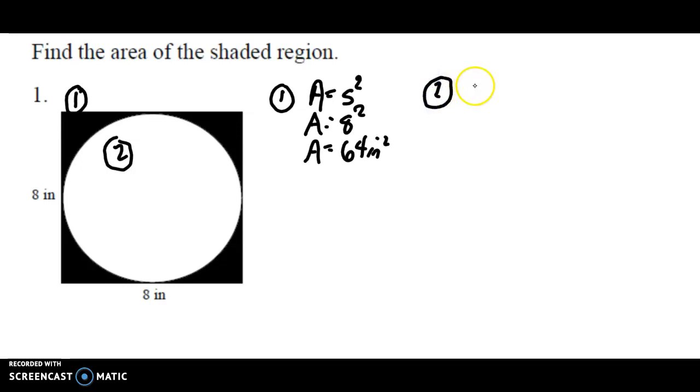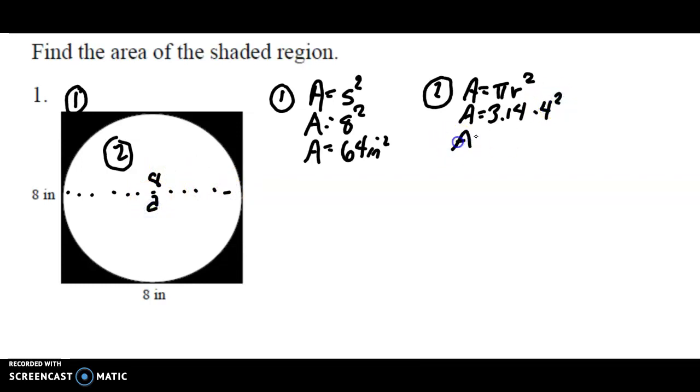Second one is a circle. Again, we're doing area, so we want to make sure we use the area formula for a circle, which is A equals pi r squared. Pi is 3.14. And we need the radius, so going back to my figure, this 8 is going all the way across. That means 8 is the diameter, so the radius is going to be 4, so 4 squared. I'm going to plug that into my calculator, and I'm going to get 50.24 inches squared.